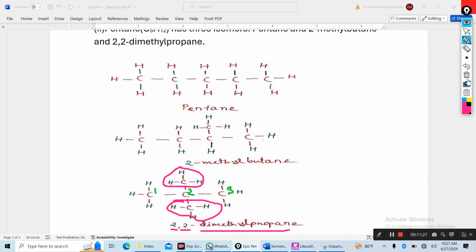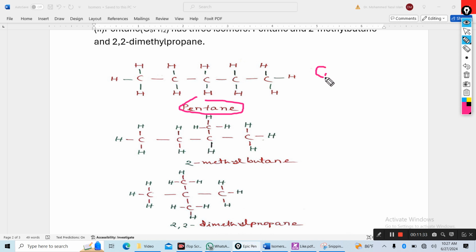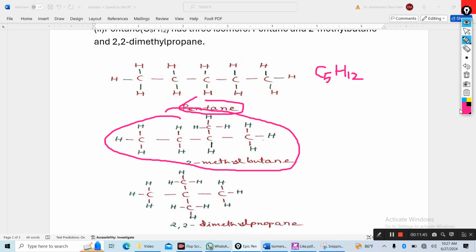Now you see pentane, this molecular formula will be C5H12. And 2 methyl butane also has molecular formula C5H12. And 2,2 dimethyl propane also has 5 carbons and 12 hydrogens, C5H12. So pentane, 2 methyl butane, 2,2 dimethyl propane.